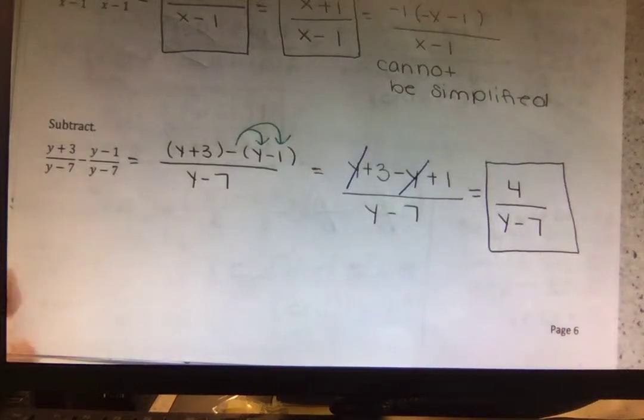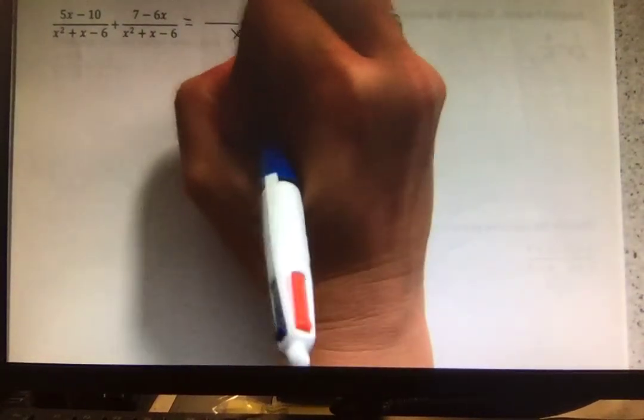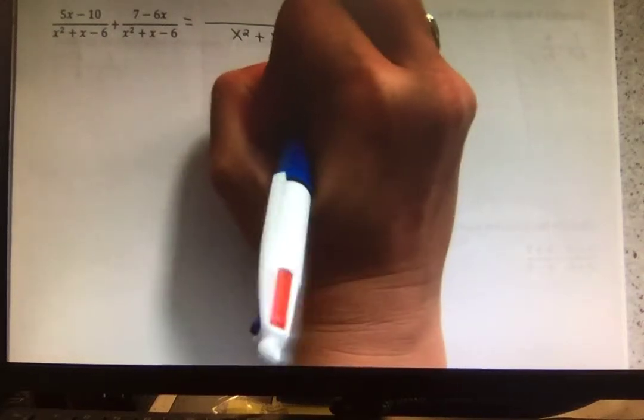Let's try another example. We have to perform the indicated operation, simplify if possible. 5x minus 10 over x squared plus x minus 6 plus 7 minus 6x all over x squared plus x minus 6. Are these like terms? They have the same denominator. Yes, we can write them over the same fraction, all over x squared plus x minus 6.